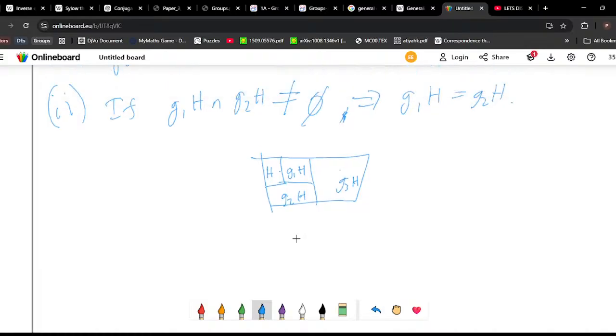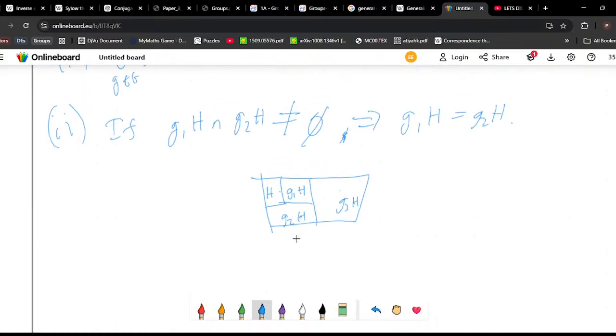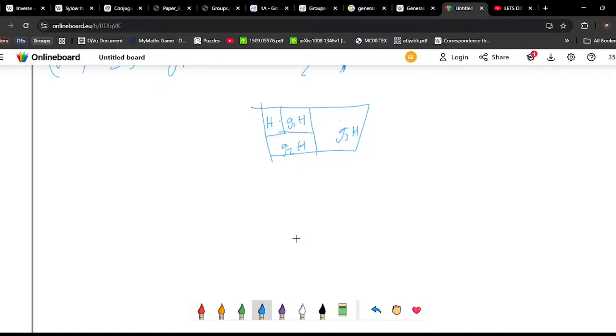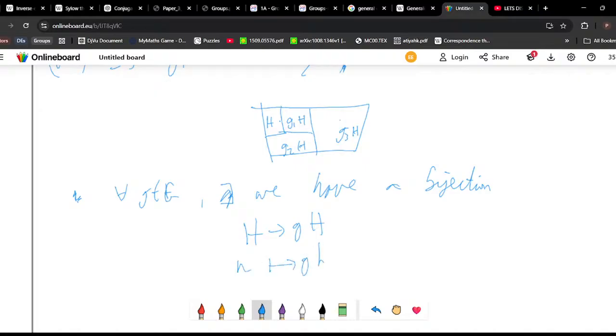All right. Now, there's more good news about these cosets, and that's that they're all the same size, which is amazing. Why are they the same size? Well, for all g in G, we have a bijection from H to gH, and what does it do? It just sends any element h to gh.